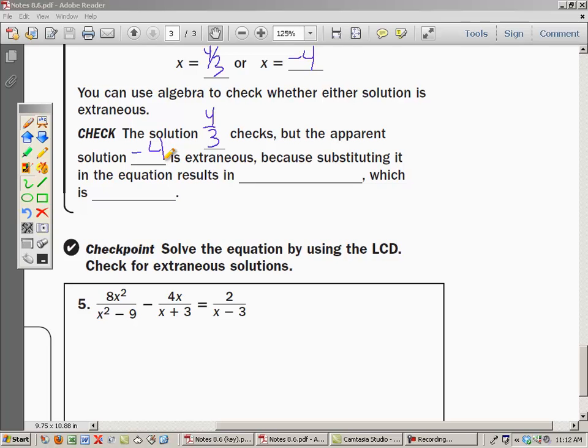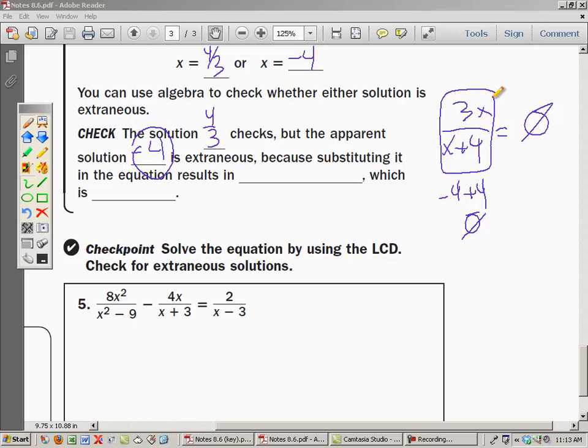But the apparent solution of negative 4 results in an extraneous solution because when I plug in, if you notice, and I can't scroll back up to show you guys, but the second term, the 3x over x plus 4, that term right there, when I plug the negative 4 in here for x, this becomes negative 4 plus 4, which is 0. And since I cannot have the 0 in the denominator of the fraction, that would lead to this thing being undefined. So x equals negative 4 is actually an extraneous solution because substituting it into the equation results in a division by 0, which as we know is undefined.